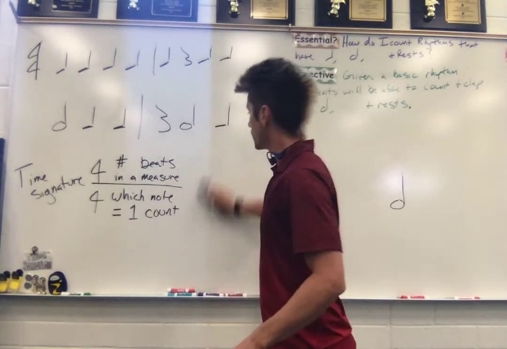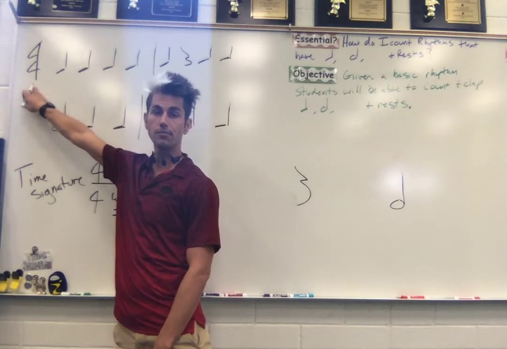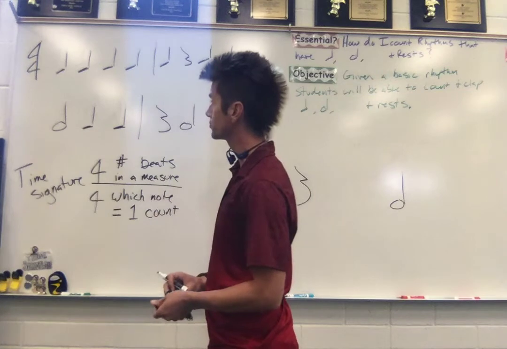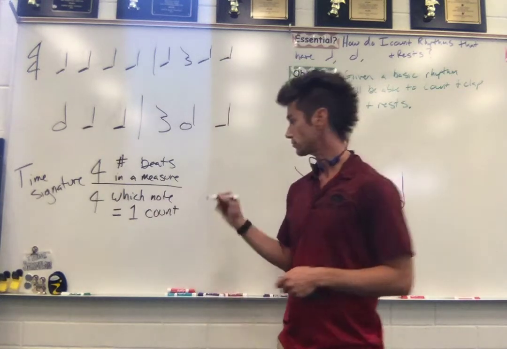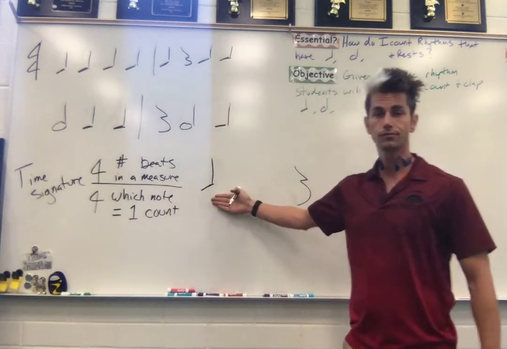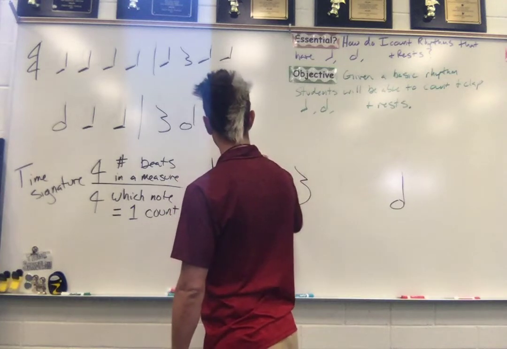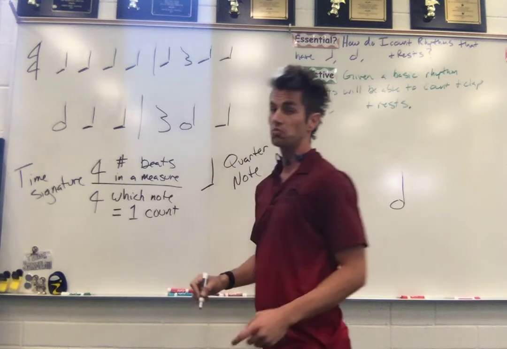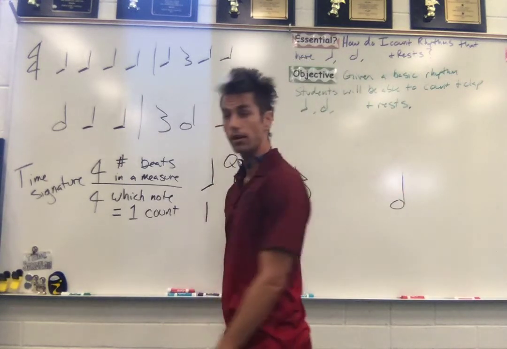So right here, we've got 4, 4. 4 is in the bottom. That means quarter note gets a beat. So that's our time signature. Now let's talk about our different kinds of notes. We have the quarter note. And the quarter note gets 1 count. And we just put a 1 underneath it.